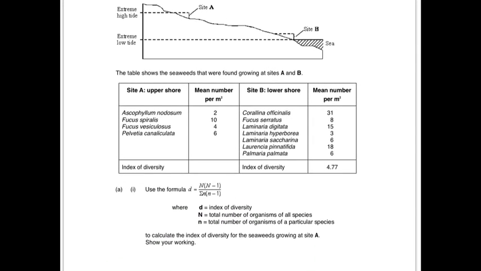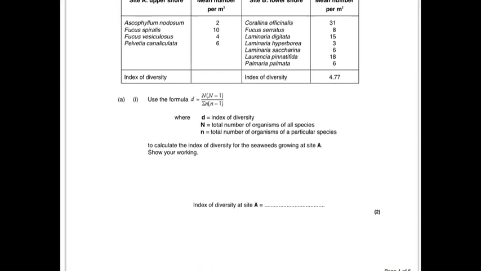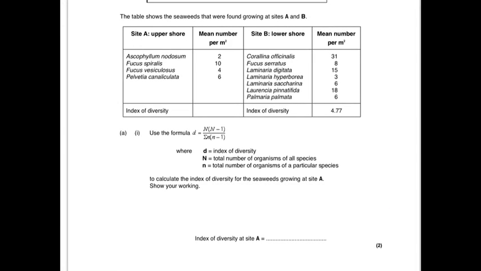Using the formula, calculate the index of diversity for the seaweed growing at Site A. Show your working. Now this question has 2 marks, so 1 will be for the right answer and 1 will be for the workings.